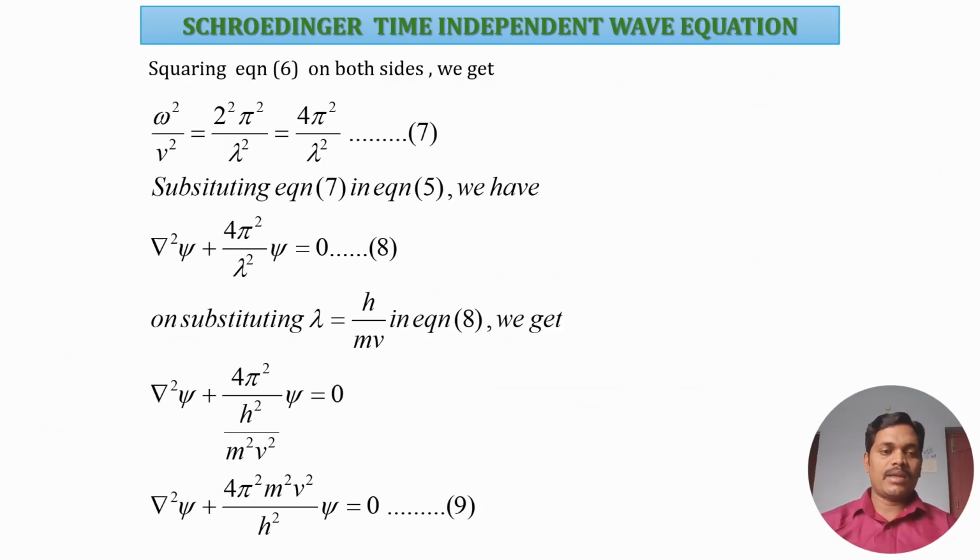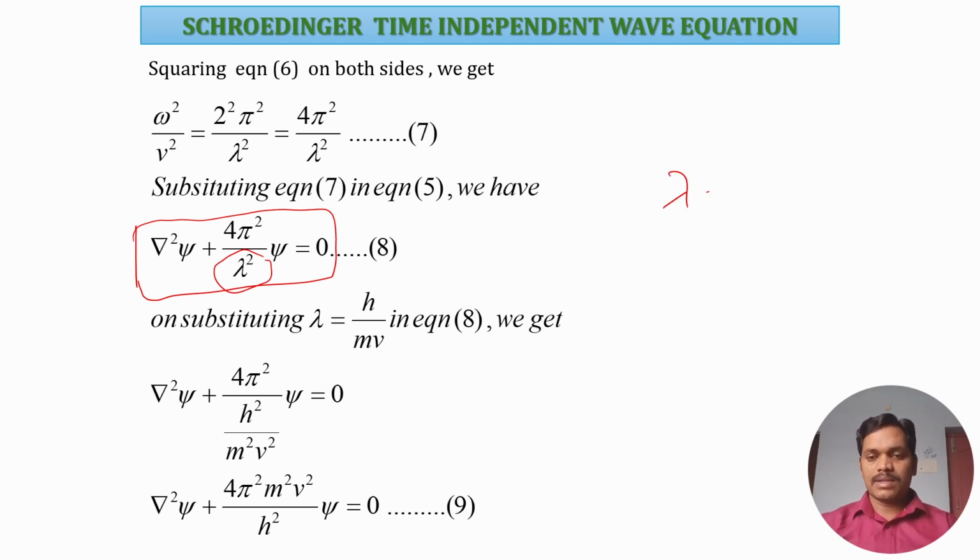So squaring equation 6 on both the sides, we have omega square by v square equal to 4 pi square by lambda square. So that you can substitute in equation 5. You have del square psi plus, instead of omega square by v square, we substitute 4 pi square by lambda square into psi equal to 0. In this equation, again, we have to think about the important term, which is lambda. It is nothing but the de Broglie wavelength.